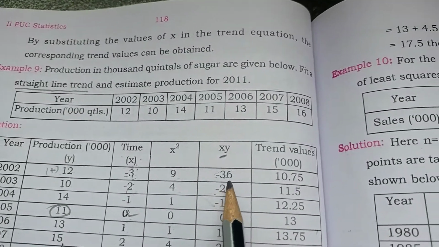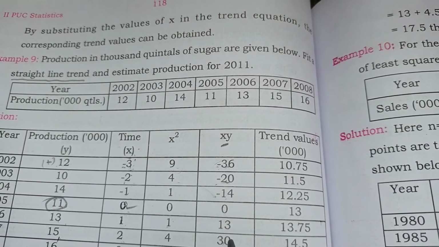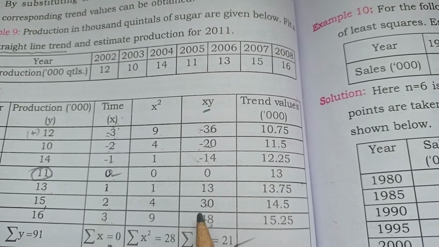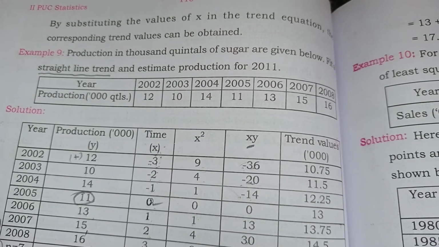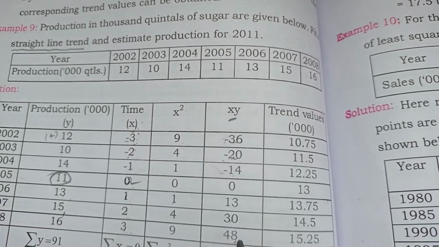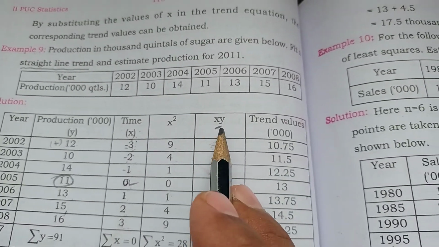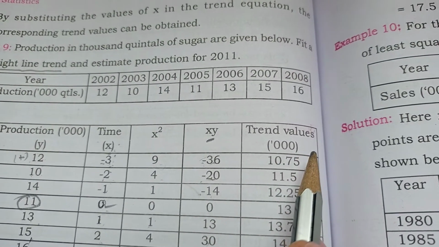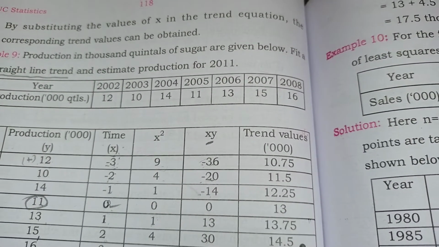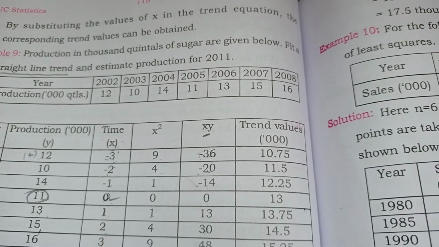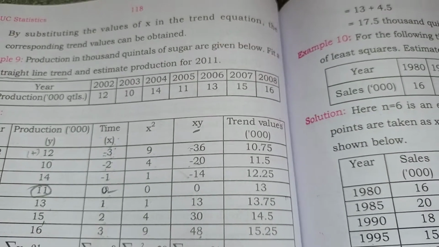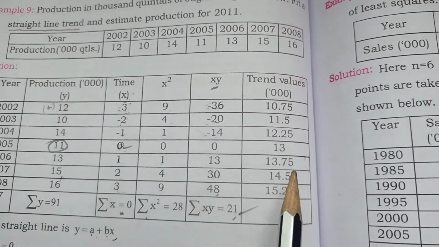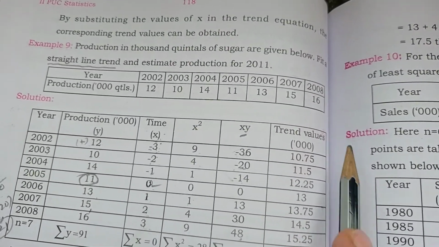Add all the minus on one side and the plus on the other side. 91 is the plus, minus is 70, so I will get the 21 value. That is the sigma x into y. Then the trend values, we will discuss later. By solving we will get the trend value. We have to find this trend value only.